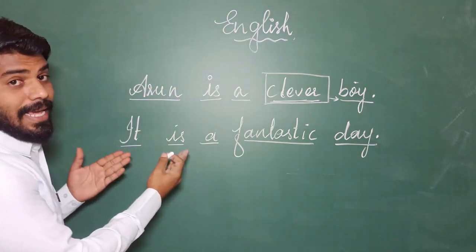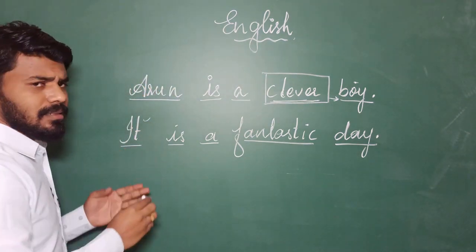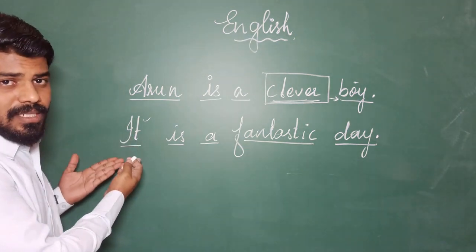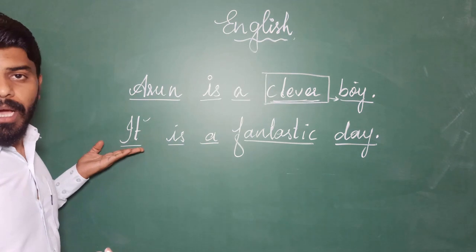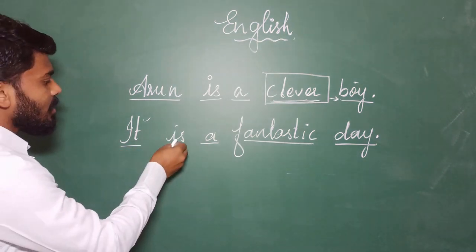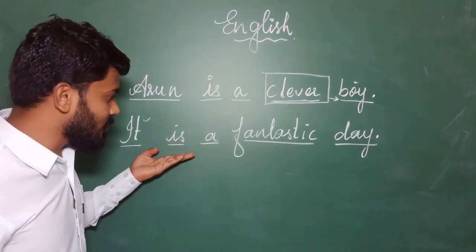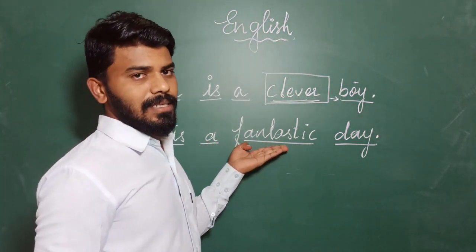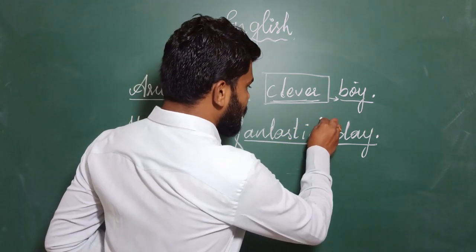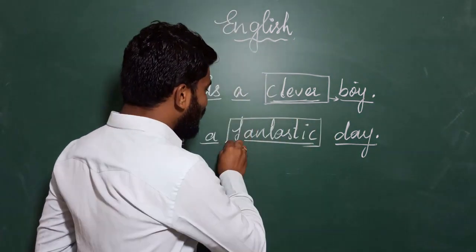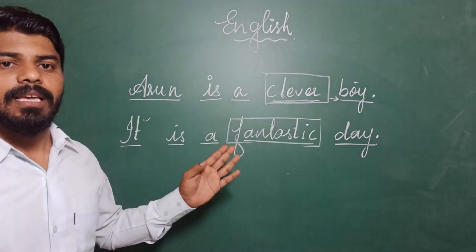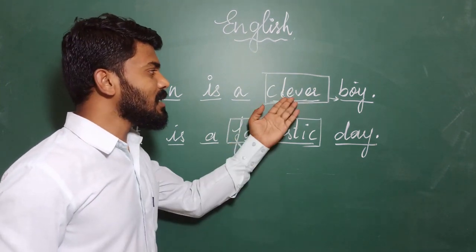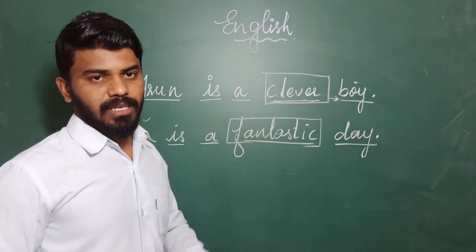Let us check with the next sentence. It is again a pronoun. So it has got its own function. It acts as a noun. Again, is is a helping verb. A is an article. And fantastic talks about the day. What kind of a day is it? It is a fantastic day. So these two are adjectives.